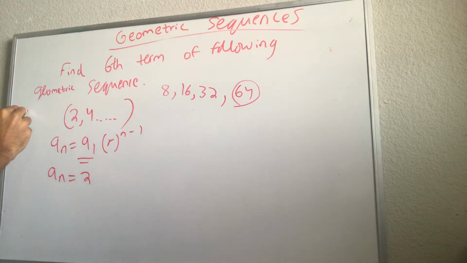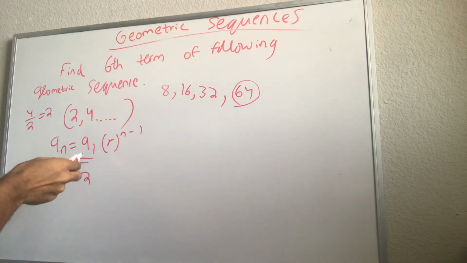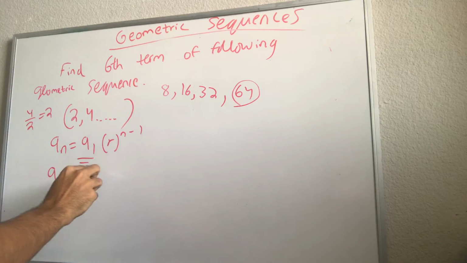To find the common ratio, we would do 4 divided by 2, and that's 2. Obviously if it was 4 and then 2, a descending sequence that's decreasing, then your common ratio would have been 1/2. But here it's clearly increasing, so it's just 4 divided by 2, that's 2. So our first term is 2, and r, the common ratio, is also 2.